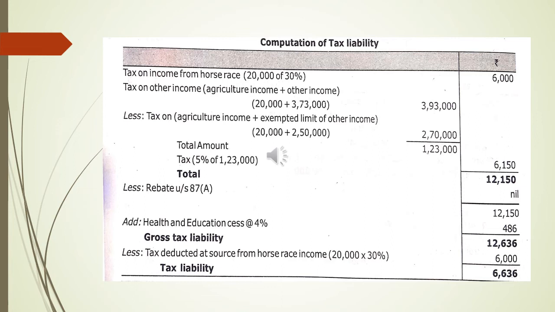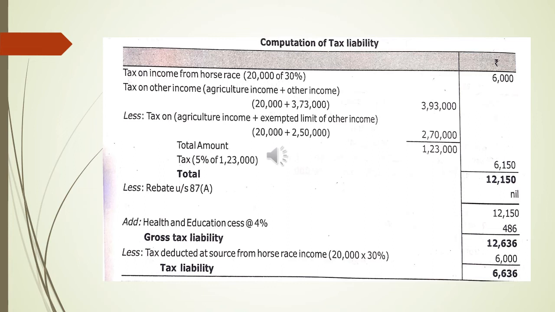Let us calculate the tax liability of the assessee. Tax on casual income will attract a flat rate of 30%. So 20,000 of horse race winnings at 30% comes to 6,000. Then tax on other income will be on slab rates. So here comes the agricultural income integration. When we add agricultural income, what will be your tax? And when we don't add agricultural income to that limit, if we add the agricultural income to the ceiling limit, what will be the difference only we have to consider.